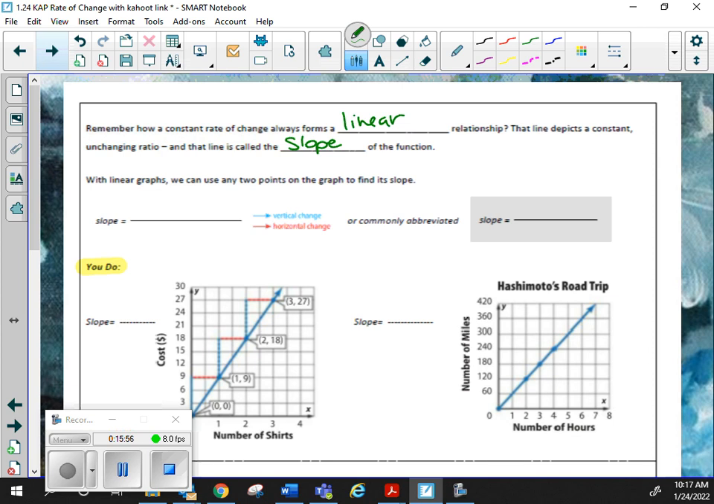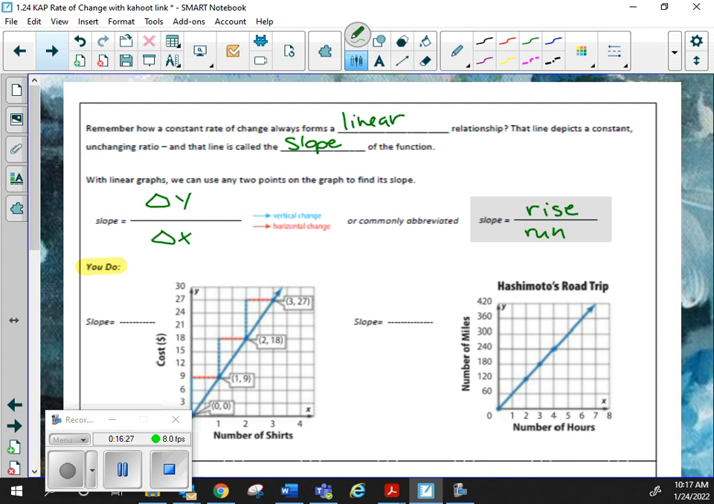How steep is that slope? With linear graphs, we can use any 2 points on the graph to find its slope. Again, the slope, we say is the change in y over the change in x. You're going to hear me say this 6,000 times because I want it to stick in your brain. But a more fun way, if you can't remember which letter goes where, you can always think of it as rise over run. And then from there you're saying, oh, rise, that's up and down, so that's my change.